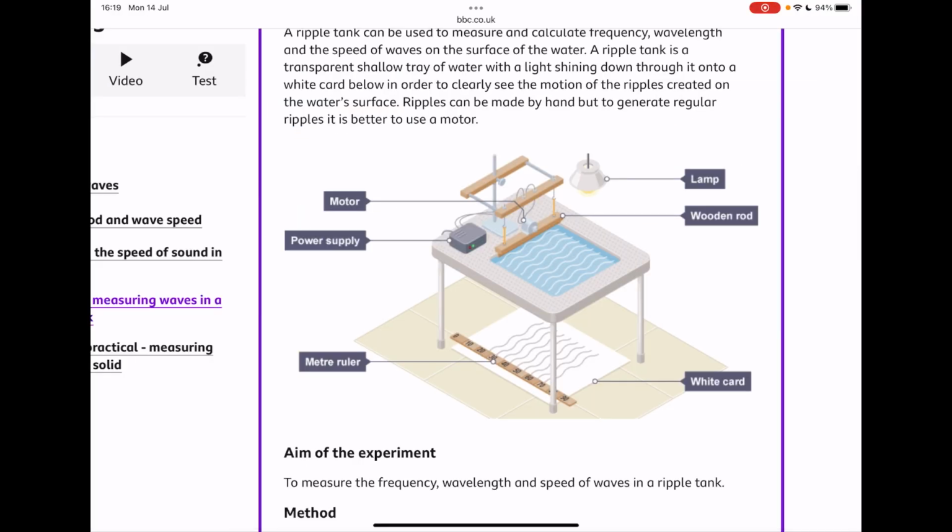So as you can see from this BBC Bitesize page, this is a ripple tank, a very typical setup. You'll have a motor and a power supply, and they're going to be responsible, together with the wooden rod, for creating the waves in your ripple tank, so creating the ripples. And because you have a lamp shining through that water and a meter ruler below, you can actually see almost like a trace of the wave below, and that will enable you to take all the measurements you need to find the frequency, wavelength, and speed of the waves in a ripple tank.